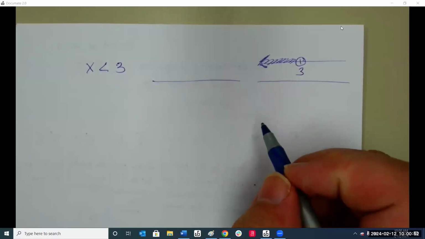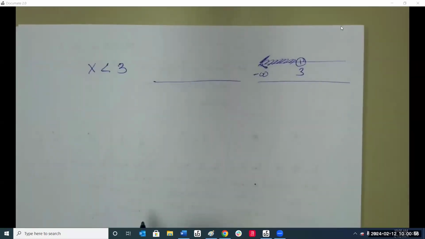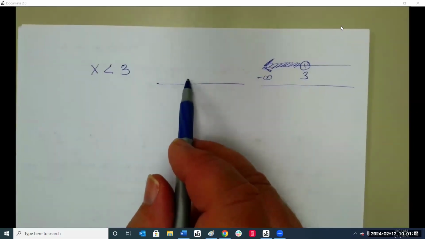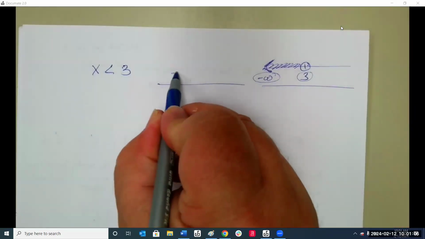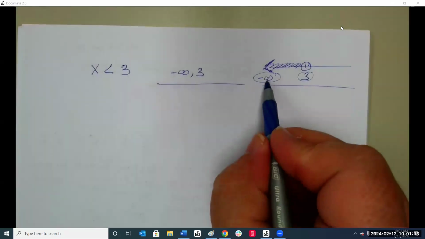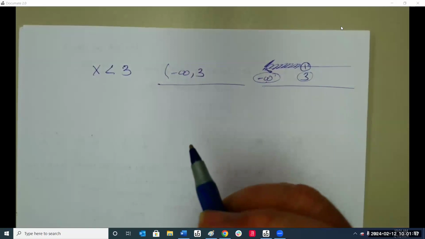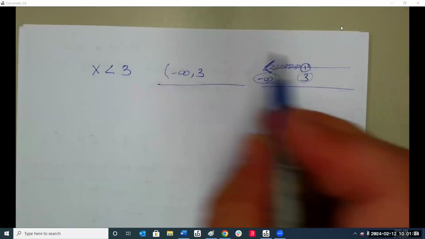To what number? Which gives us our interval notation. We go from the smallest number to the largest number, so it's negative infinity to 3. Parenthesis on infinity or bracket? Always parenthesis. You can never go to infinity. That's why it's always parenthesis. Now, open circles, is that parenthesis or bracket? Parenthesis.